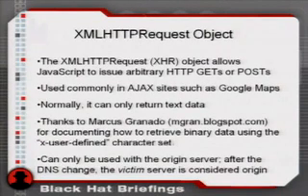Finally, the XML HTTP request, like I said, is used to request data by the victim browser from the victim web server. XML HTTP request is an object in the HTML document object model. It's probably best known for being the core functionality of AJAX sites like Google Maps or Yahoo Mail. Now, normally it can only return text data. As the name implies, it was designed for exchanging XML sheets.